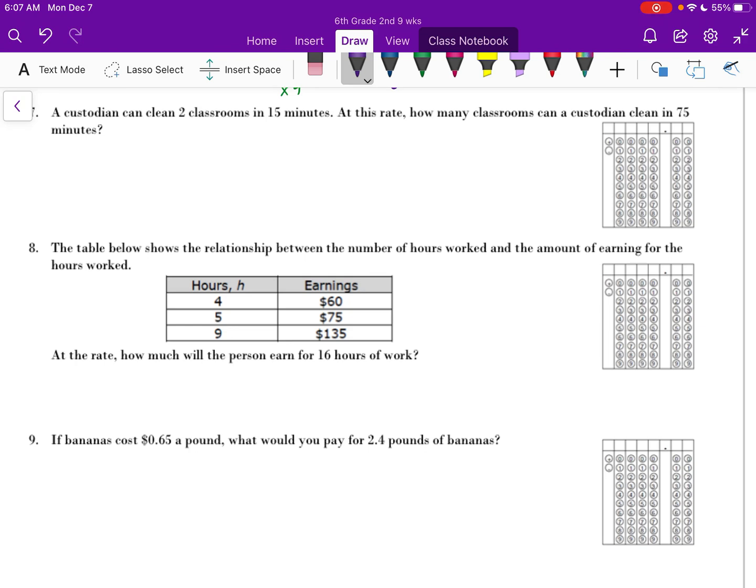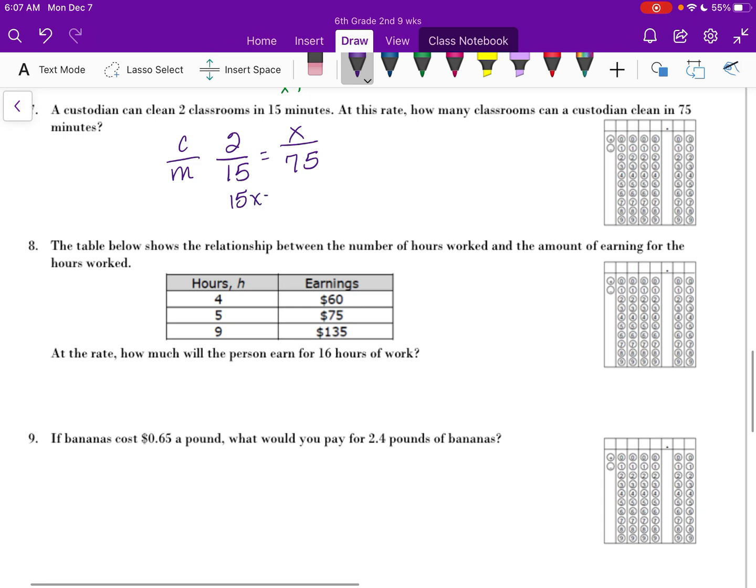Custodian can clean. Oh, pause the video, work it by yourself, and then check your answer. All right, so we are doing classrooms to minutes. So 2 to 15, and he's going to do 75. I think 15 can go into 75. I think 5 times, but I'm not sure. So I'm just going to cross multiply.